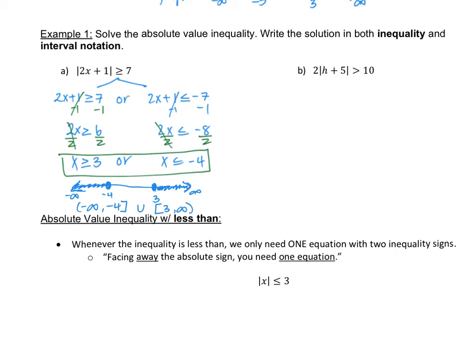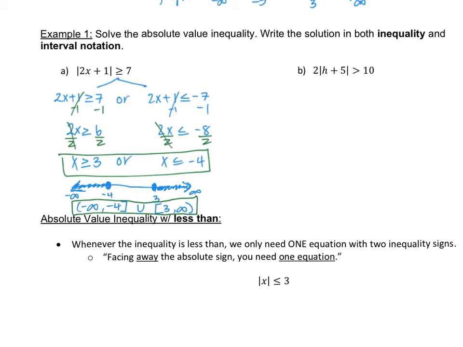So I'm going to put a U for union because there are two intervals here. Let's see if I can box that in nicely. And so now I have my inequality and I have my interval form. So if you have a hard time making the interval notation, then draw a graph, and that really helps people out.